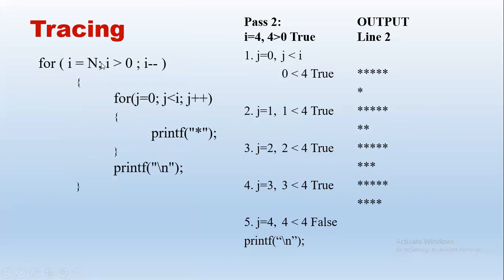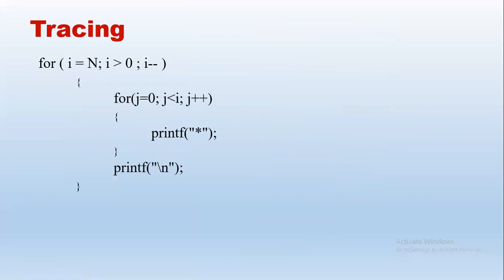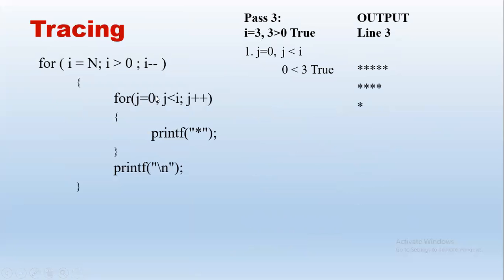So pass 2 is completed. In pass 3, the i value is decremented. 4 minus 1, i becomes 3. So line 3 has to be printed. Here j starts from 0, 0 less than 3. So in the third line, we have 1 star printed.